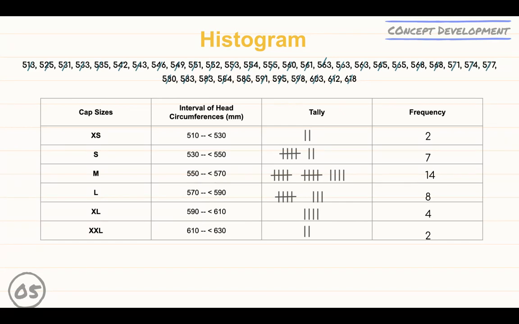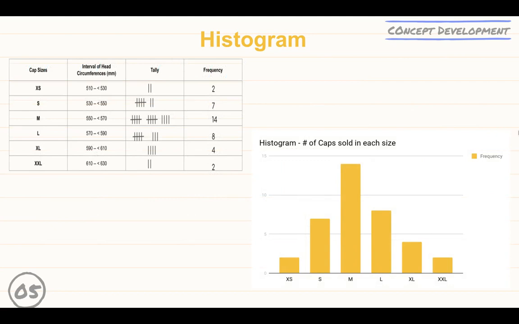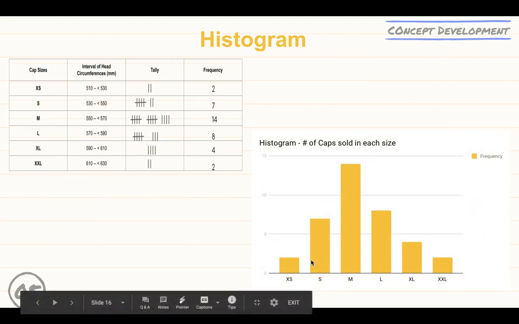All right, let's take our table and now really put it into a histogram, which is a fancy name for a bar graph. So I label my axes with my categories or my categorical data: extra small, small, medium, large, and extra, extra large. And I draw a bar up until the number that shows the frequency. So 2, 7, 14, 8, 4, 2.